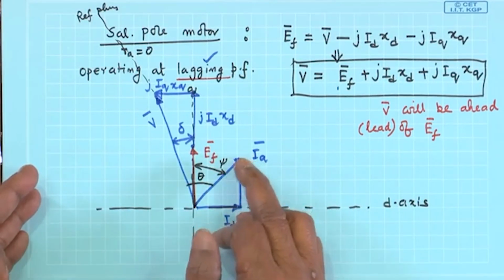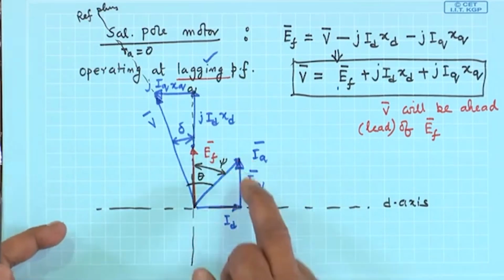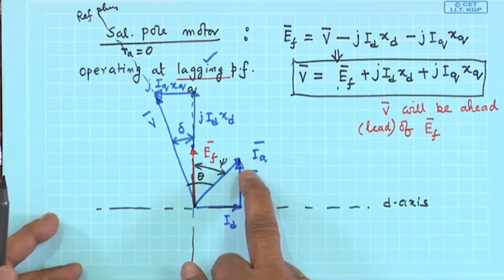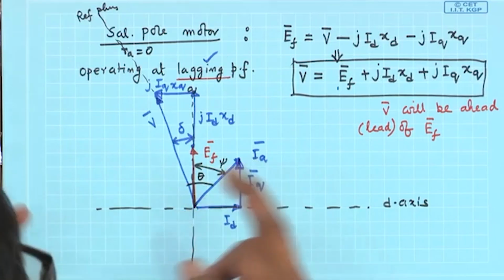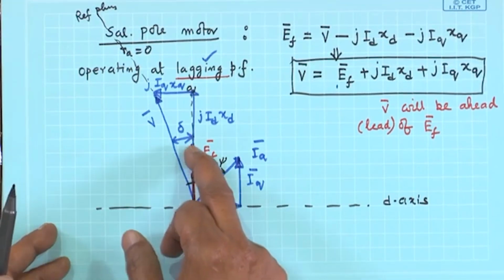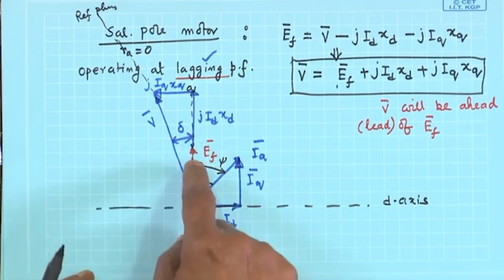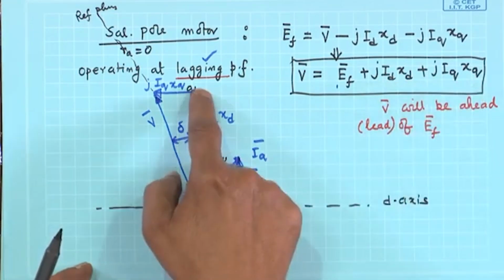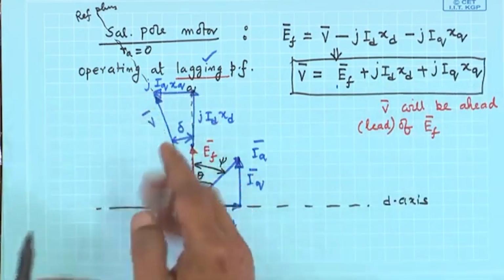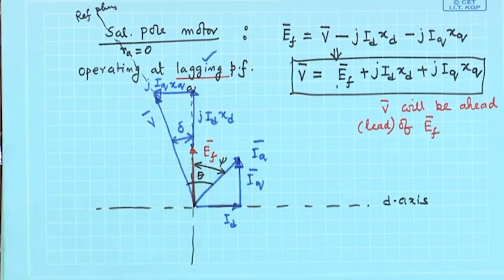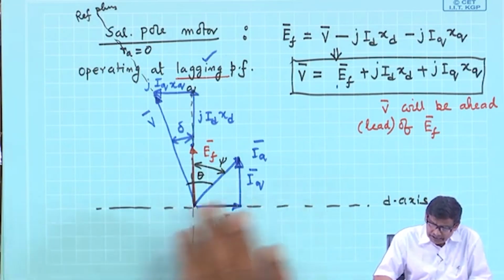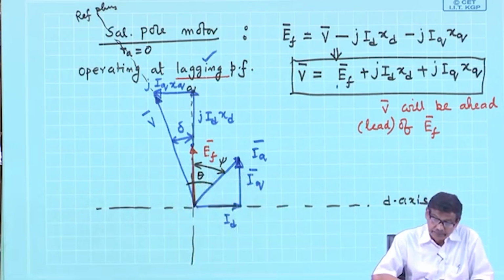So, ID, IQ are known. If ID, IQ are known, then suppose this is your EF at that time. So, to EF add j ID Xd plus j IQ Xq and get your V, and it is in the right place, absolutely correct. So, very quickly you can draw the phasor diagram of salient pole machines.